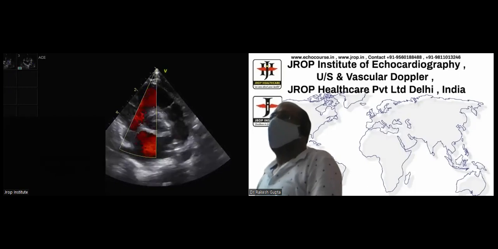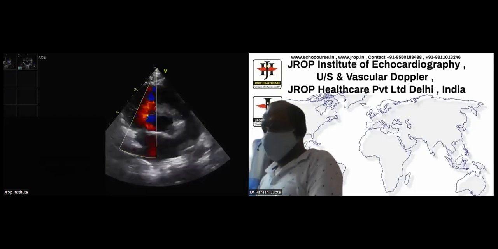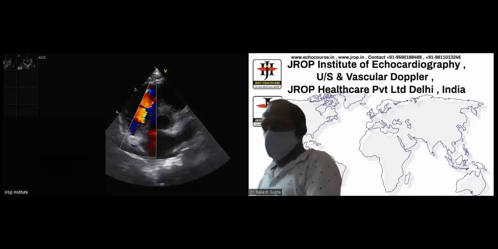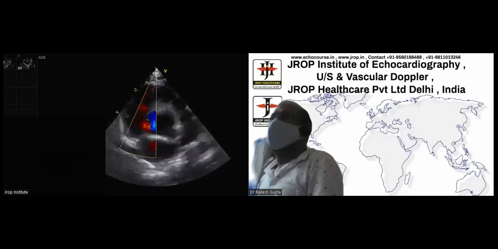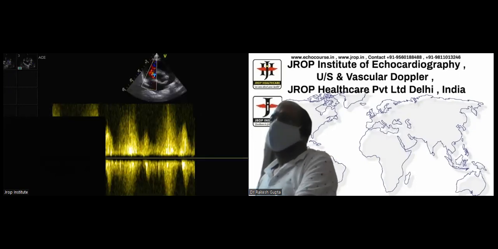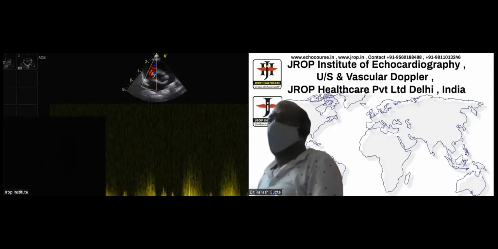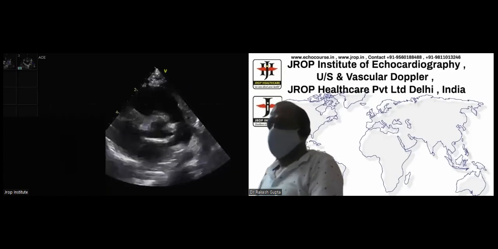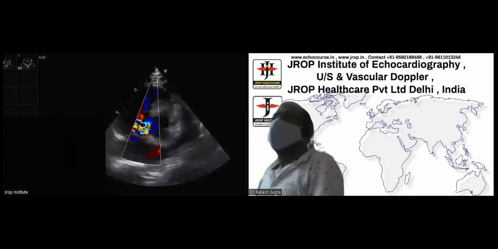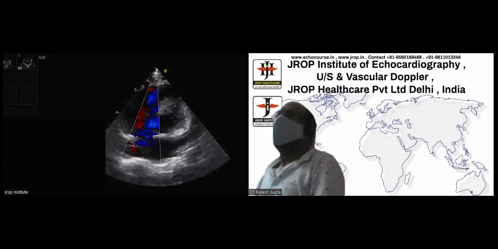This is a VSD, which is most probably, now you can see a definite VSD. There's no doubt about this. Let's see a gradient, and then we'll try to look at the location of this VSD again. The shunt is happening in the proximal part of this aorta over here.